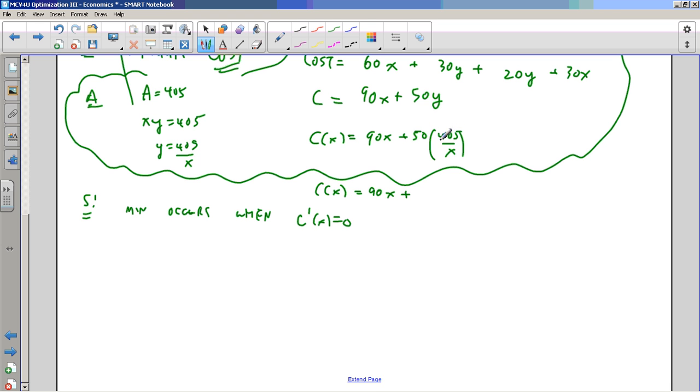50 times that, bing that into your calculator. Oops. 20,250, and I'm going to put X to the minus 1 like that, so that when I take the derivative, it's going to be an easy derivative to take. So I got C prime at X is equal to 90 minus 20,250X to the minus 2. No chain rule because X is the independent variable, and it's equal to 0 for the minimum.